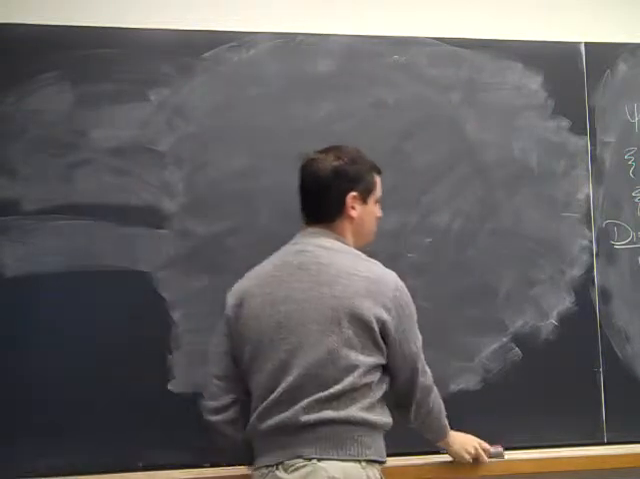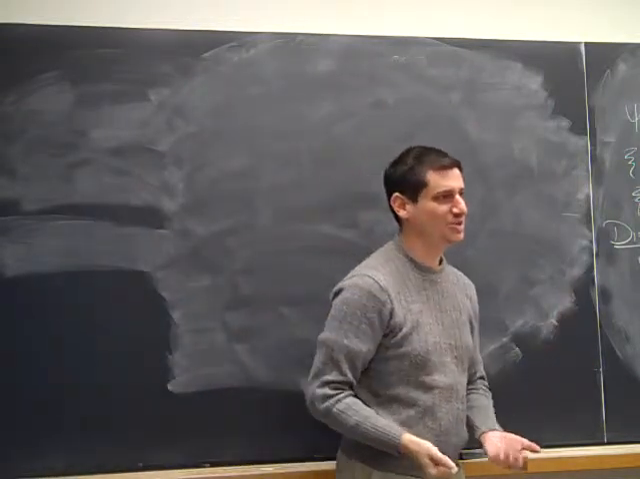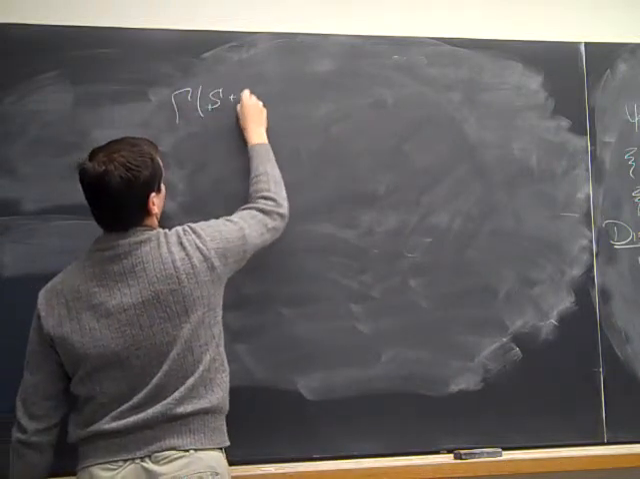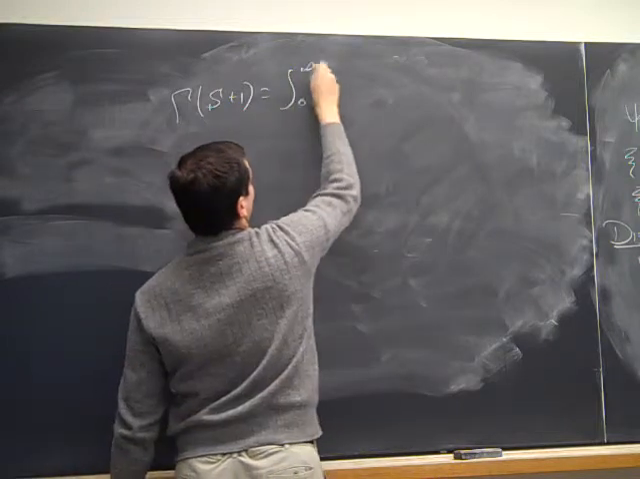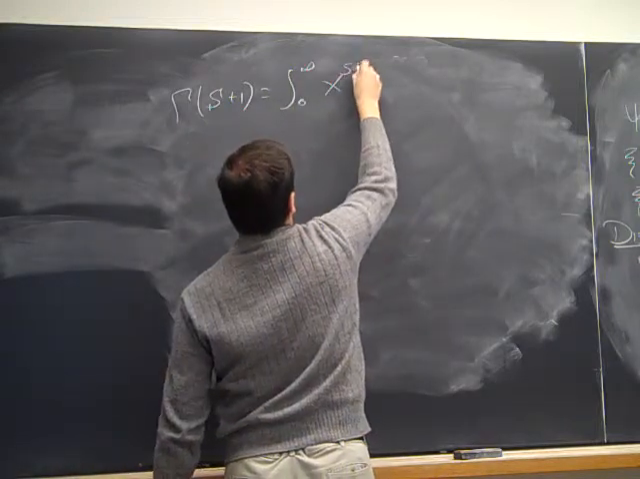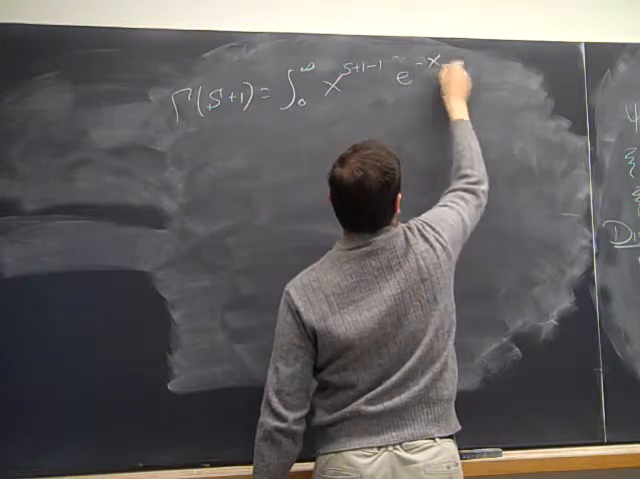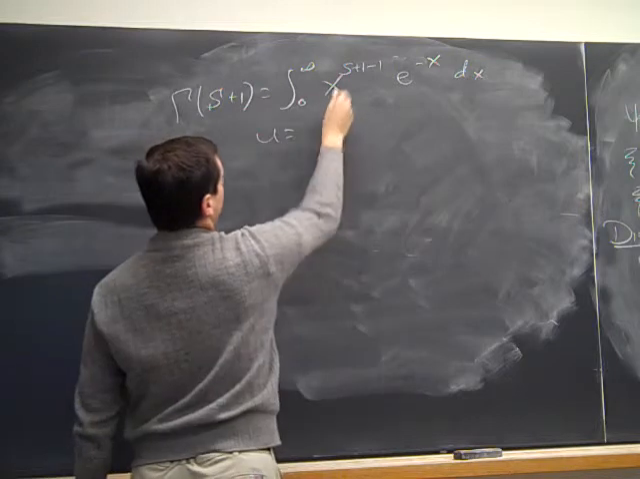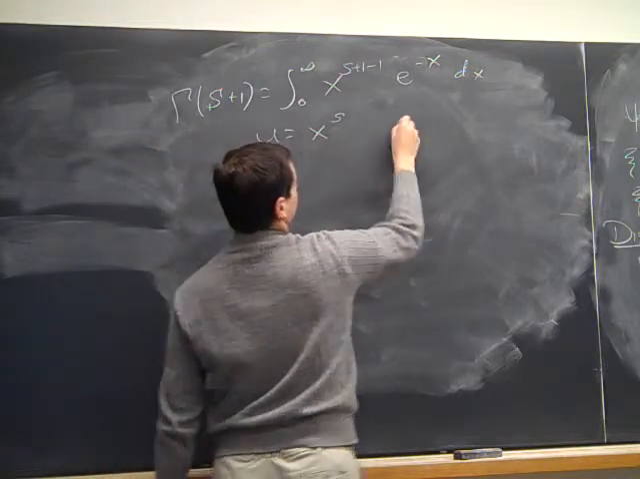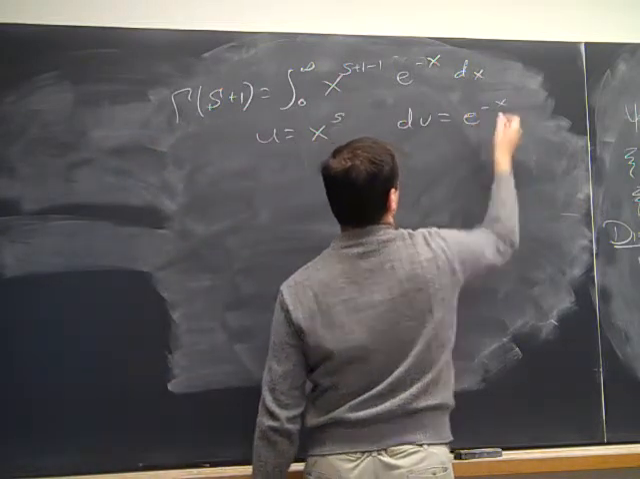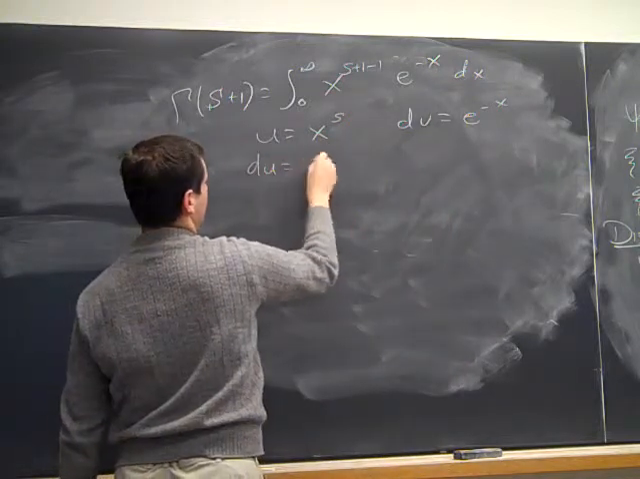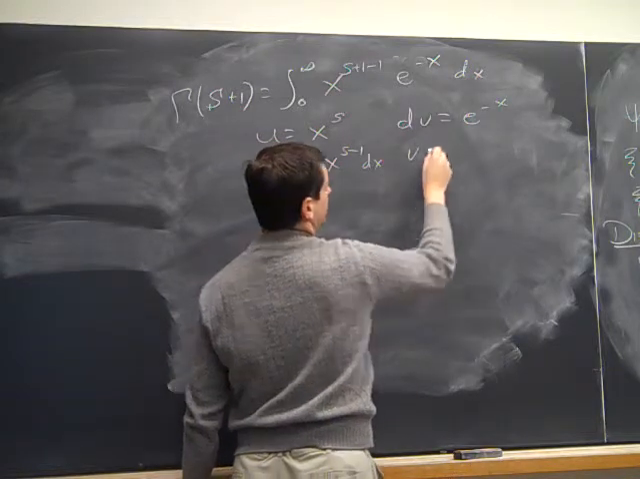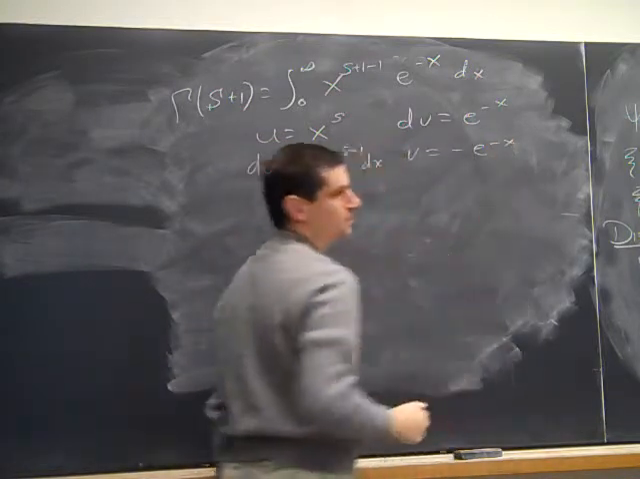So instead of doing the analytic continuation of the Riemann zeta function today, we'll do the analytic continuation of the gamma function today. Gamma of s plus 1 is the integral from 0 to infinity of x to the s plus 1 minus 1, e to the minus x dx. So we integrate by parts. u is going to be x to the s, dv is e to the minus x, du is s x to the s minus 1 dx, v is negative e to the minus x.